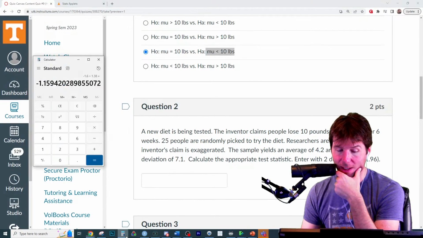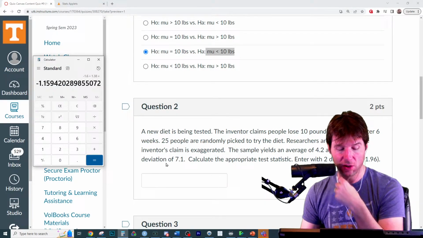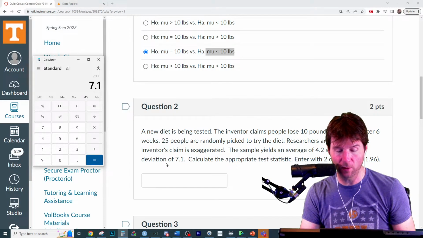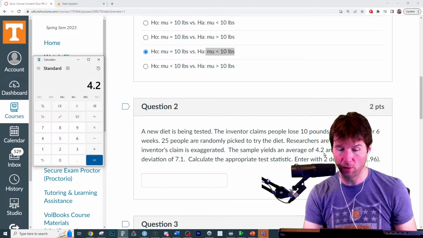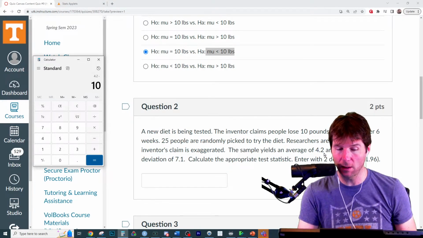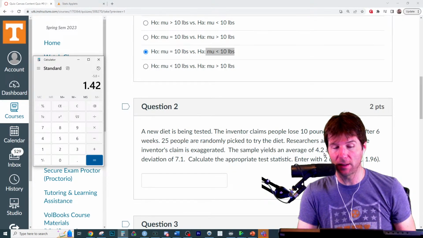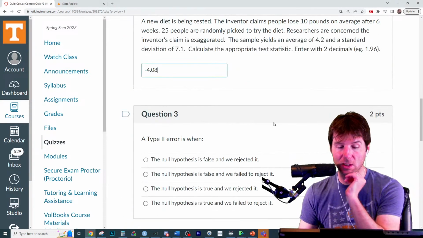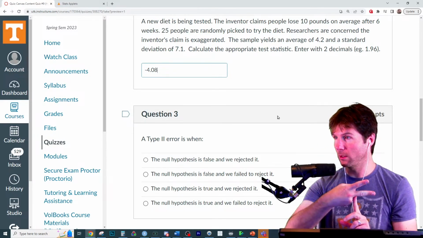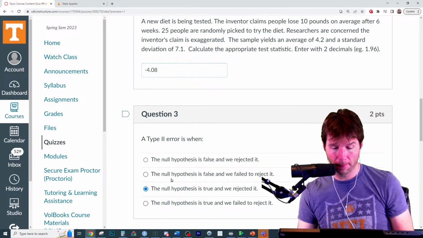Right here, we're going to take the standard deviation and turn it into the standard error by dividing by the square root of n. We're going to take the difference of 4.2, which is what we saw in the sample, subtract the claimed amount, and divide by the standard error to turn it into a standardized test statistic. Next, type 2 error. In a type 2 error, the null is false and we fail to reject it.